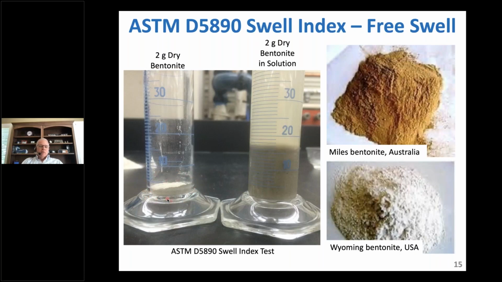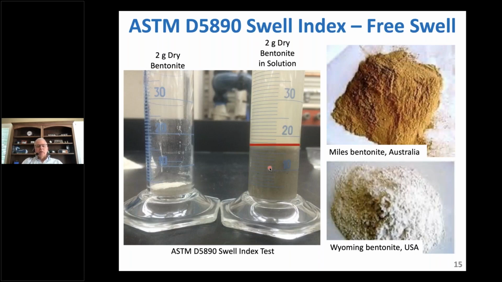All right, and what we do is we take our liquid of interest, deionized water, leachate, we sprinkle that 2 grams into it very slowly, allowing it to settle into the solution and hydrate and form a gel, which we see on the right. So on the left is the dry bentonite. On the right is that same dry bentonite where it's been deposited in a 100 milliliter graduated cylinder. And depending on the geochemical environment, we'll get different amounts of swell.